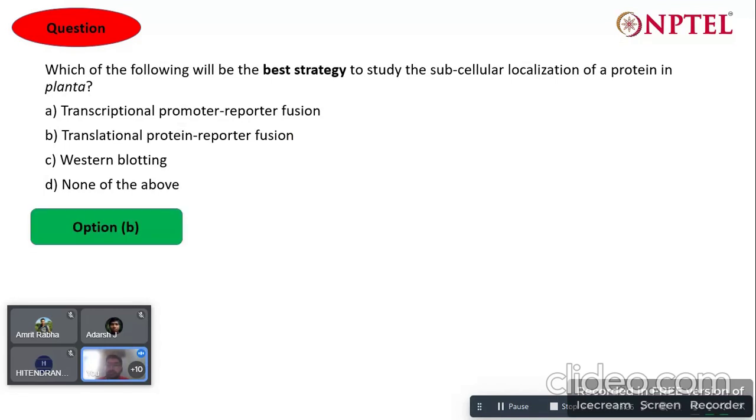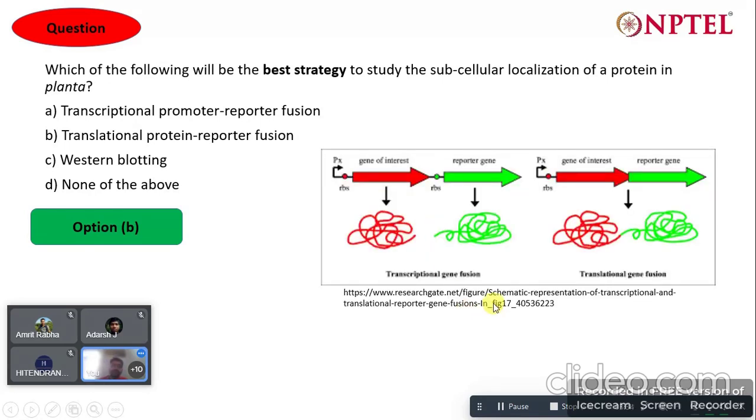Yes, so the correct answer is option B, translation protein reporter fusion. And how this is done is basically, there is a difference between the above two options, that is the transcriptional promoter reporter fusion as well as the translation protein reporter fusion.